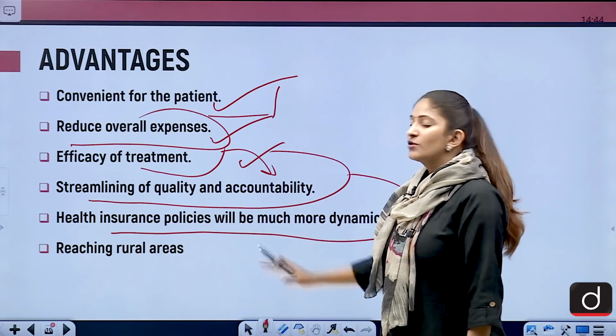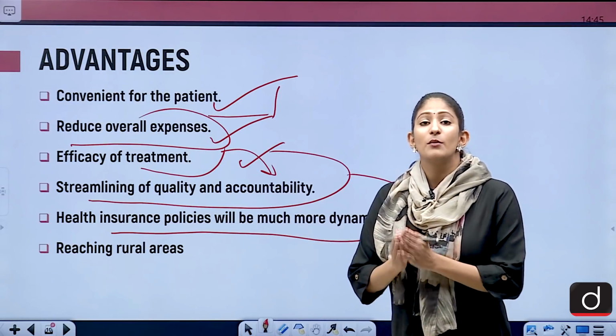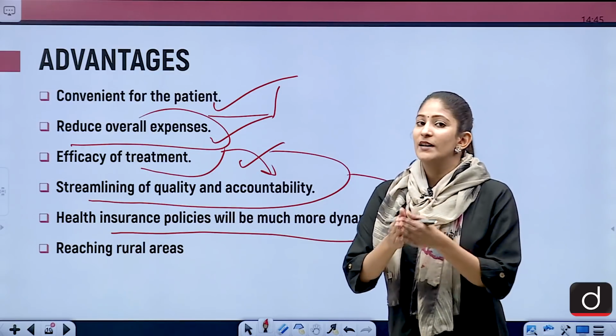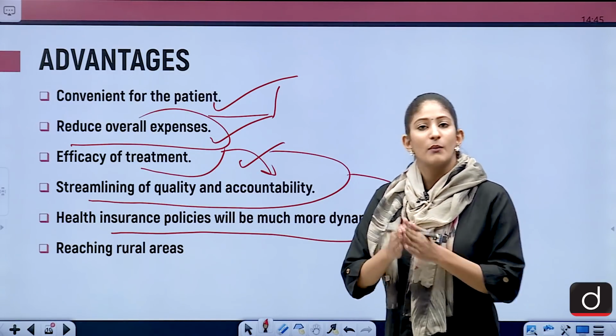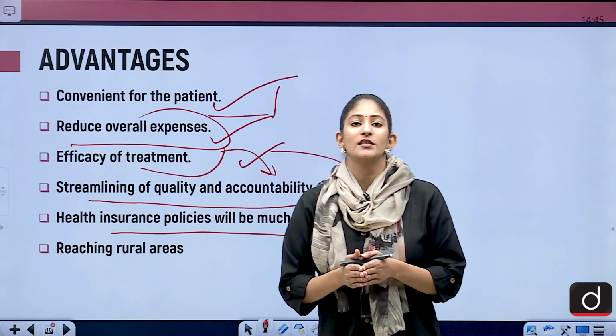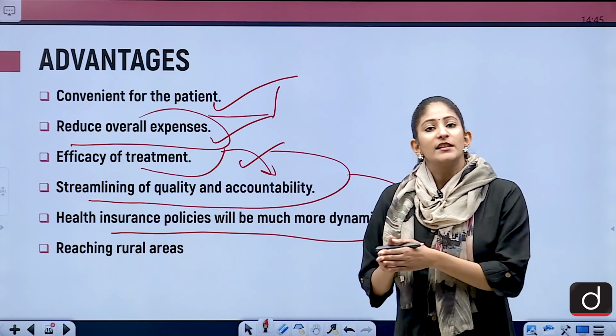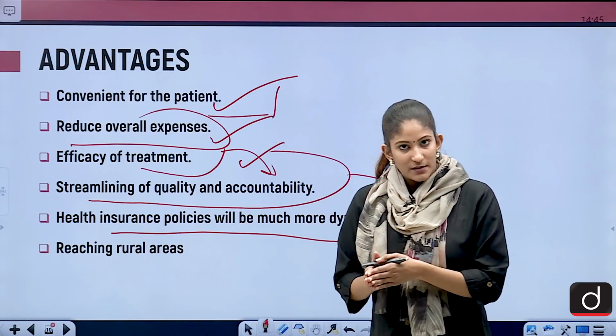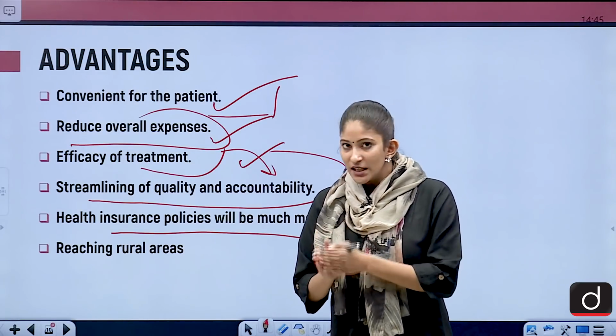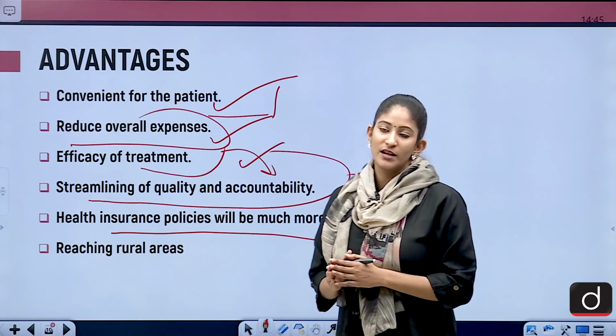So health insurance policies will be more customized as well as robust in nature, because one size doesn't fit all when it comes to public health structure in our country especially. So health insurance policies will be more customized in accordance to the needs of the patient. That is also an advantage.